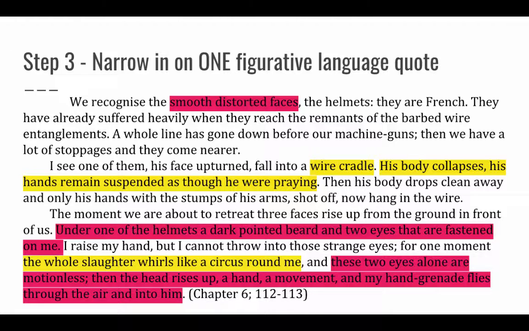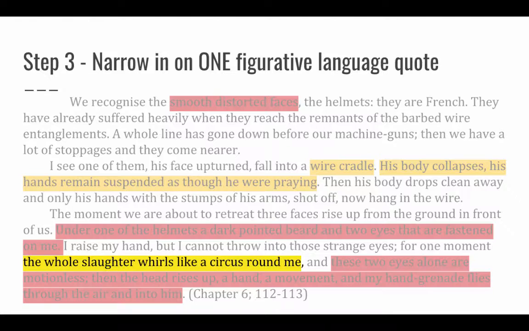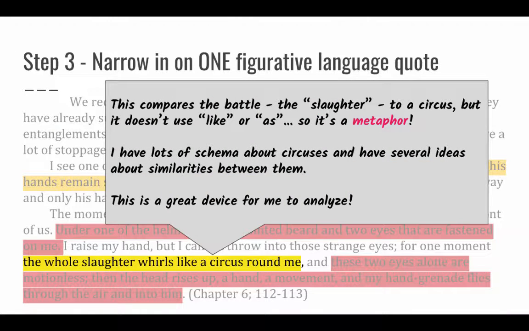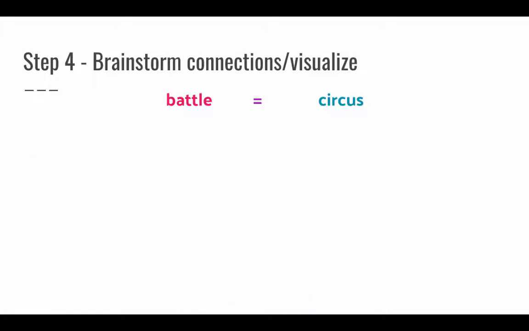Your job is, of all the figurative language that you found, to focus in on one that really stands out to you. I chose to focus in on this. "The whole slaughter whirls like a circus around me." And that was because I noticed it compares the battle, which is the slaughter, to a circus. It doesn't use like or as, so it's a metaphor. So again, a comparison-based figurative language. I have lots of schema about circuses, and I also have several ideas about similarities between the circus and the battle. So this is a great device for me to analyze. Again, you might notice lots of things. You just need to choose one that you can identify and explain in detail.